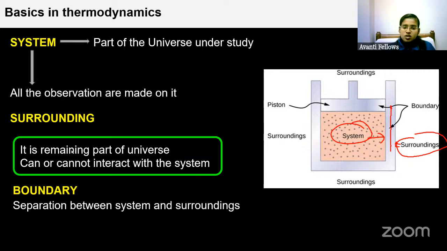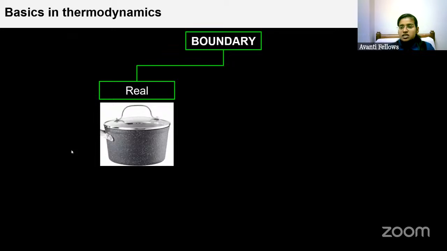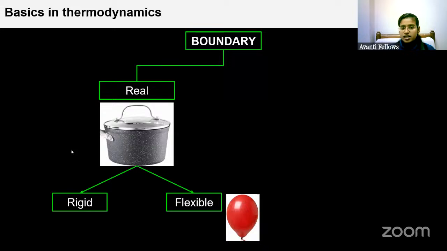Good. So what I was saying, boundaries are of 2 types. One is the real boundary and the other is the imaginary boundary. Real boundary means you can see a picture here, no? I have a container with the lid closed. The real boundary can be rigid or it can be flexible. The picture you are seeing here is a rigid boundary. Flexible boundaries are also there.